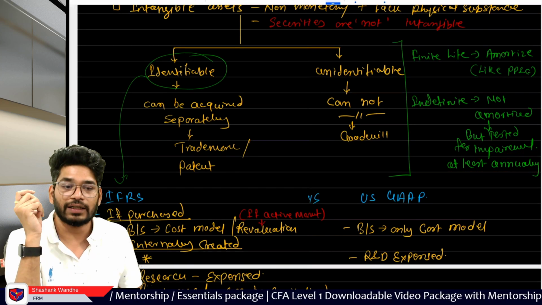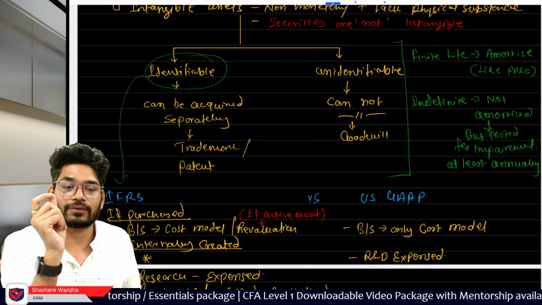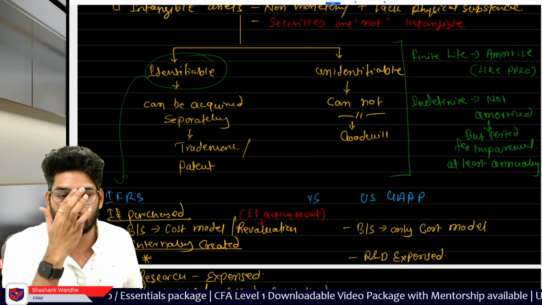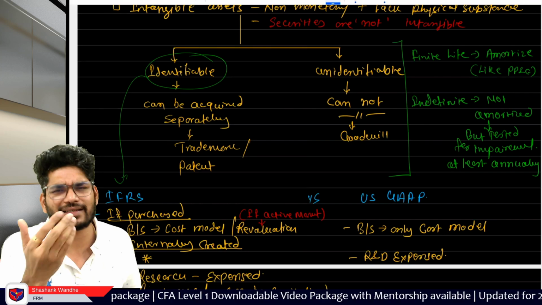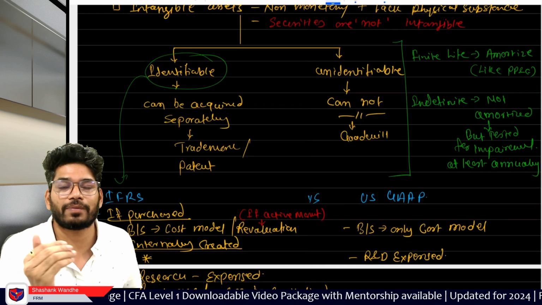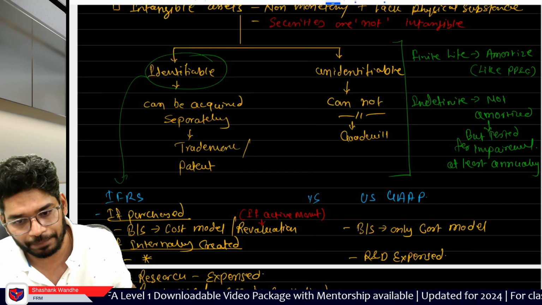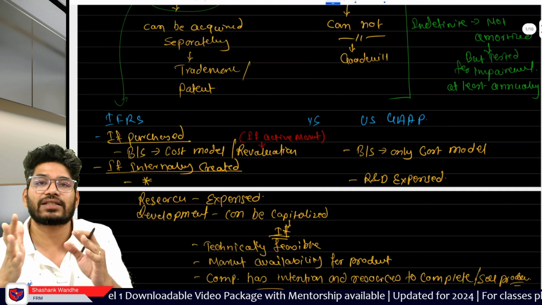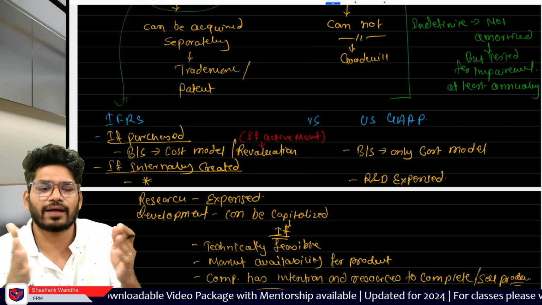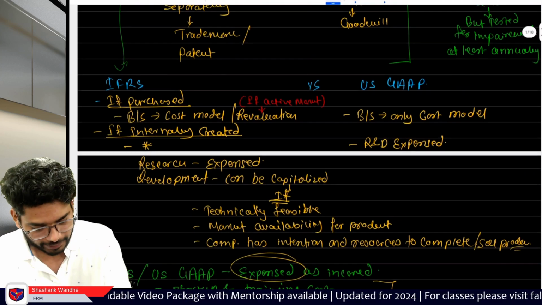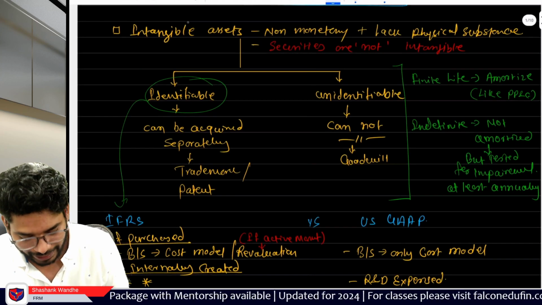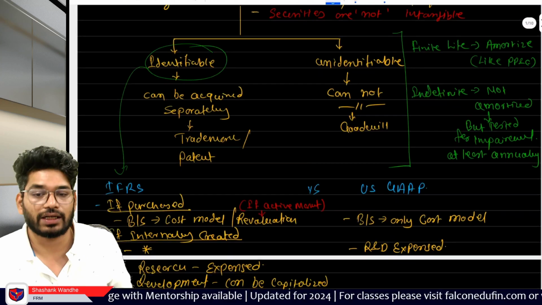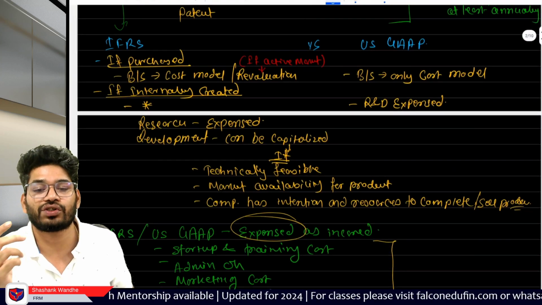This is a point you have to remember. Indefinite life intangible assets should not be amortized, and they should be tested for impairment, that is, a decline in value or loss of value. They should be tested for impairment at least annually. Now, identifiable intangible assets get two treatments in IFRS and US GAAP. Remember, we are talking about identifiable intangible assets.